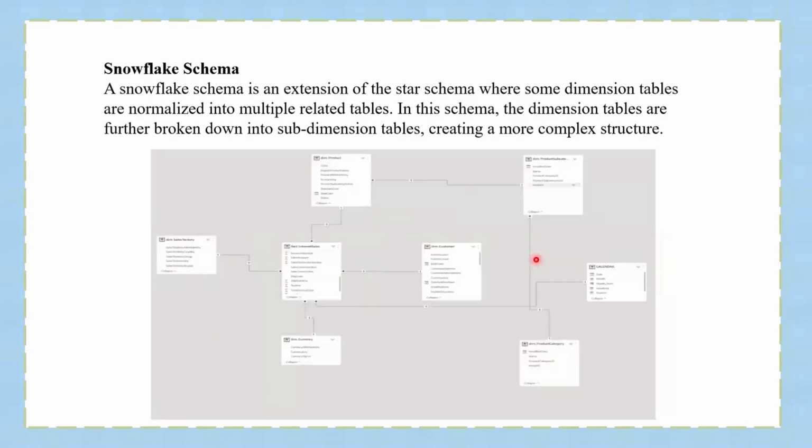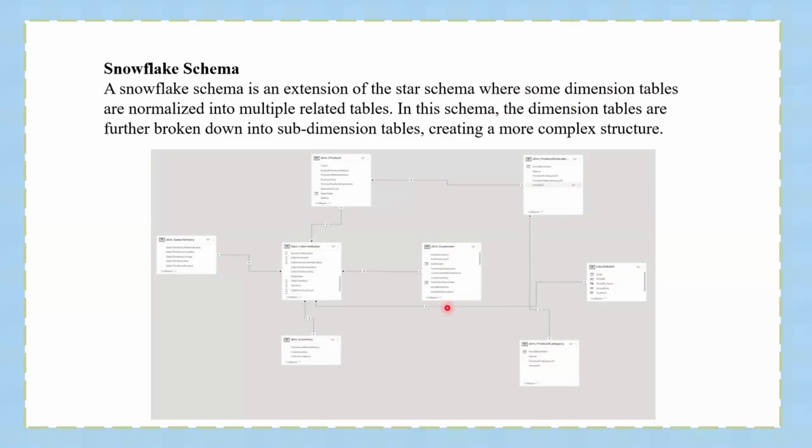Now, what is snowflake schema? A snowflake schema is an extension of star schema. So in a situation where some of your dimension tables have been further broken down into sub-dimension tables, this is going to create a more complex structure. So here, the type of schema that you're going to be working with for your data modeling is snowflake schema. So whenever you hear about snowflake schema, just know that snowflake schema is an extension of star schema, where you have some dimension tables that have been further broken down into sub-dimension tables.